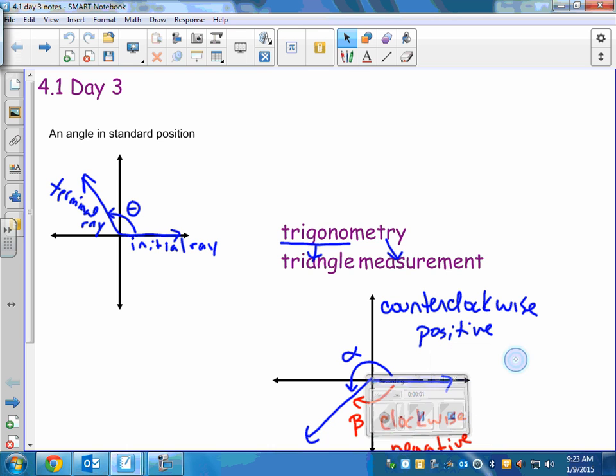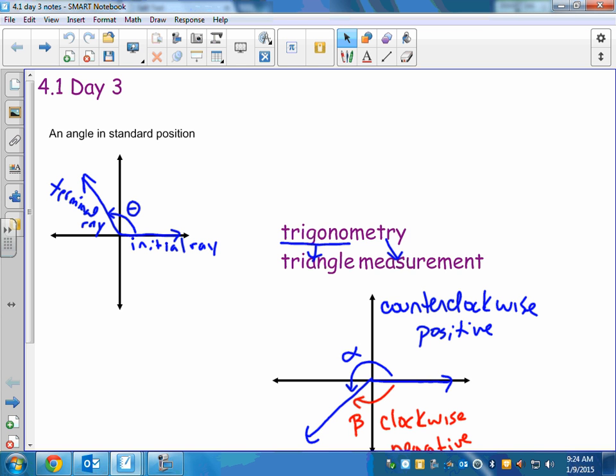Part of your homework tonight is going to be to sketch angles in standard position. We always start at 0, and then we measure to wherever we need to go. We always put what direction we're going in. If we're measuring a positive angle, we go counterclockwise. If we're measuring a negative angle, we go clockwise.